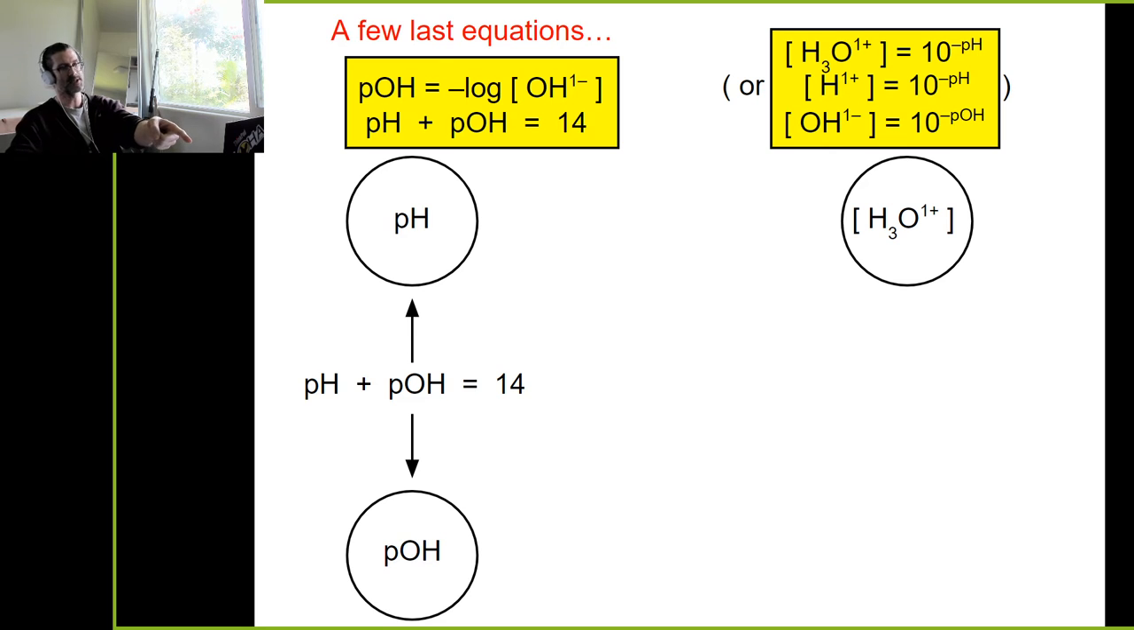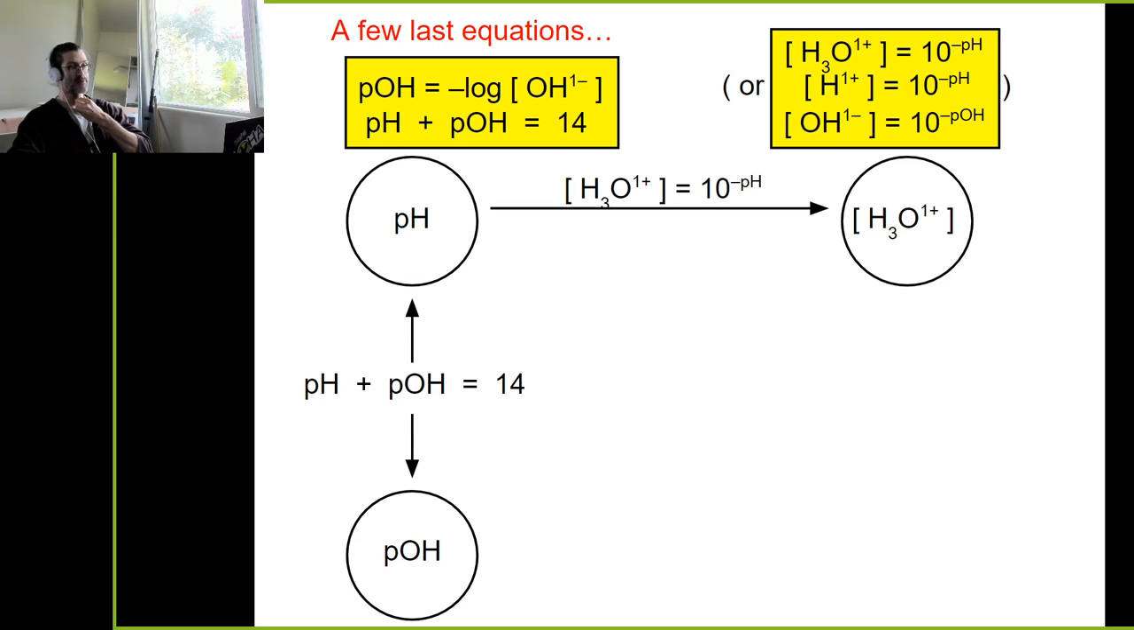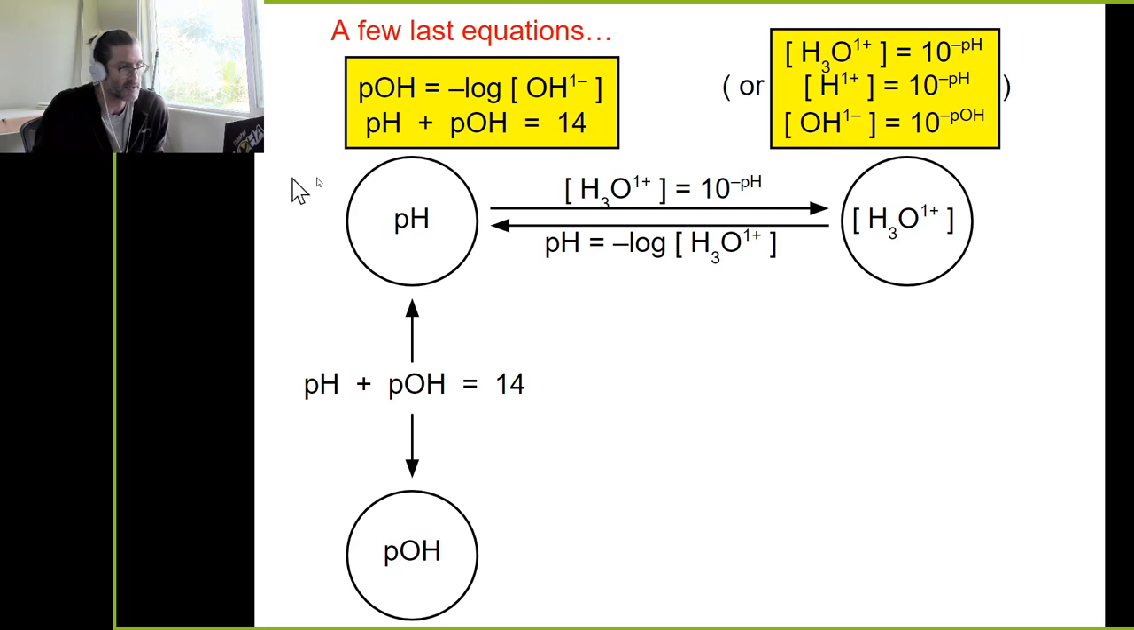So over on this side, we have the concentration of H3O plus, or H plus. This is all we're saying. The concentration of H plus is equal to 10 to the minus pH power, which is the reciprocal of this thing here. So pH is the opposite power of 10 that we need to get this concentration of H plus.